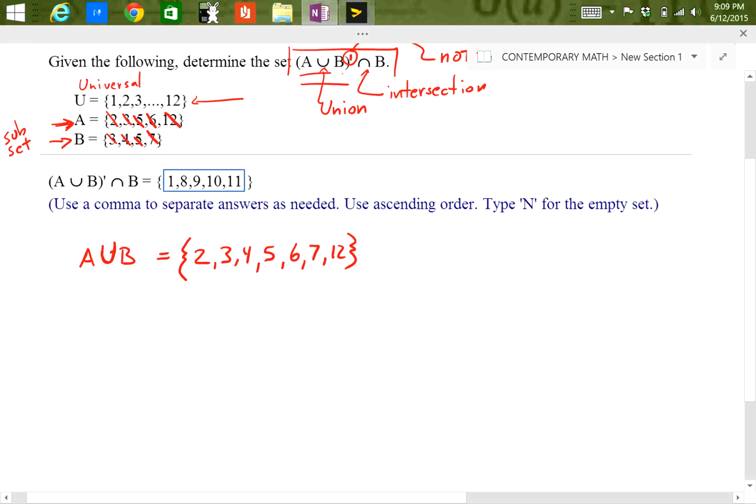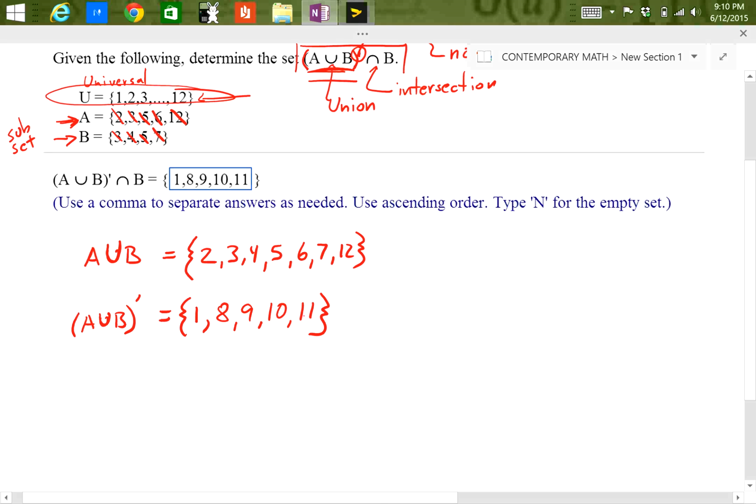Okay, now that's A union B. That's the piece inside of the parentheses. However, the parentheses that A union B is inside has the not symbol on it. What that means is I now need to take A union B and I need to not it. In other words, whatever elements are in A union B, I need to remove them, and whatever elements from the universal set are not in A union B, that's what is now in A union B not. So 1 is not in there, so I include that. I have a 2 here, 3 here, 4, 5, 6, 7, but no 8, no 9, no 10, and no 11. But I do have a 12. So 1, 8, 9, 10, and 11 are the elements from the universal set that weren't in A union B. So I now have A union B not.